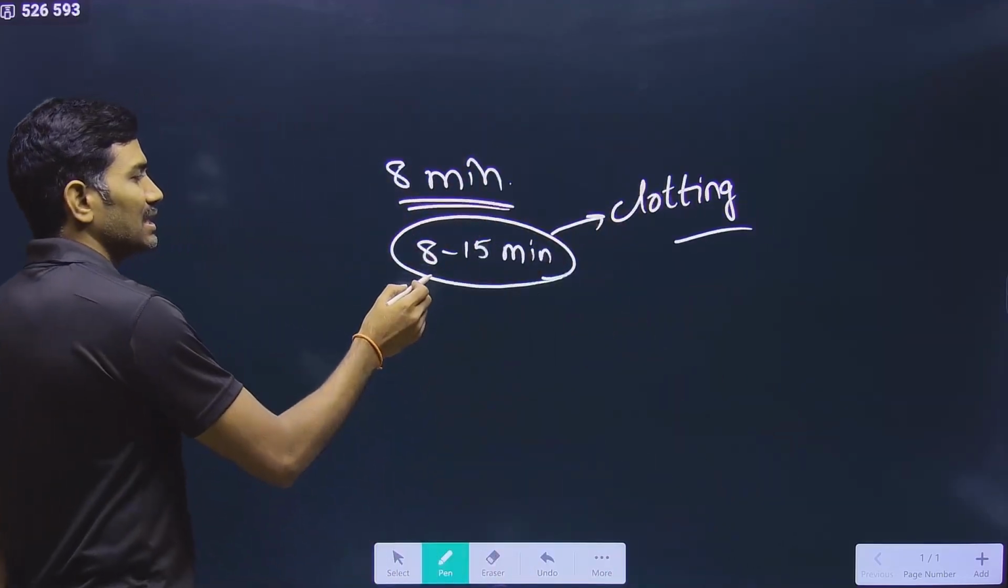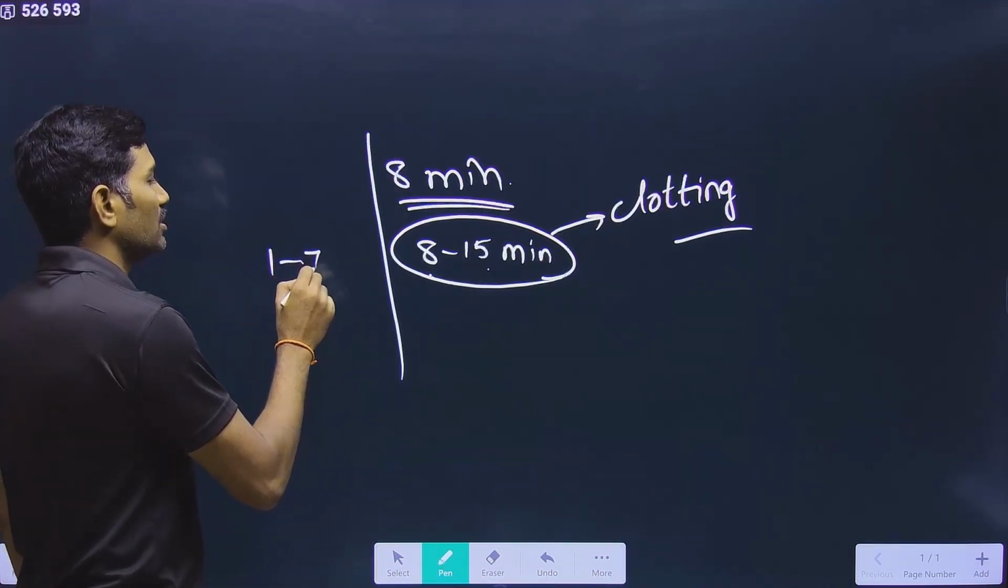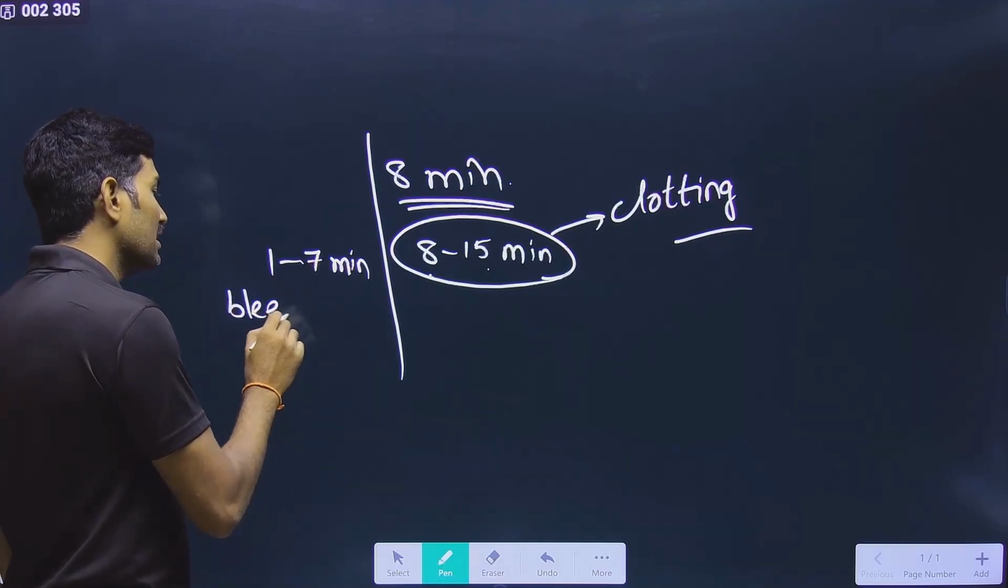Since clotting occurs within 8 to 15 minutes, generally between 1 to 7 minutes, they call this the bleeding time.